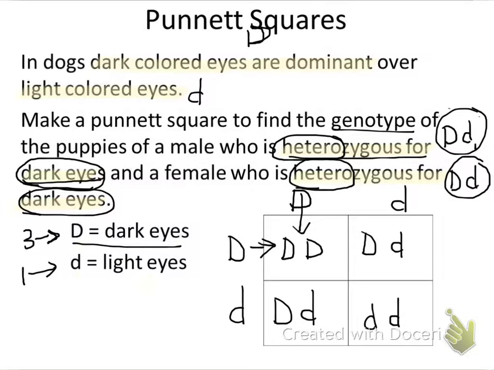I know that because right here we have two dominant alleles, which means that this puppy is going to have dark eyes. Here we have one dominant allele for dark eyes, so this puppy will also have dark eyes. This one will also have dark eyes, and the only one with light eyes is this one right here. It's the only one with light eyes because it's the only one with two recessive alleles, two lowercase letters.